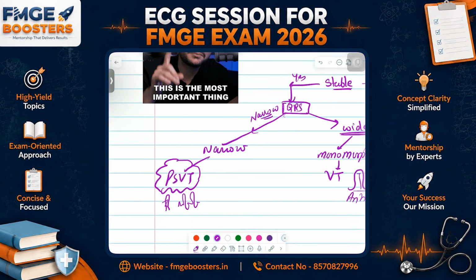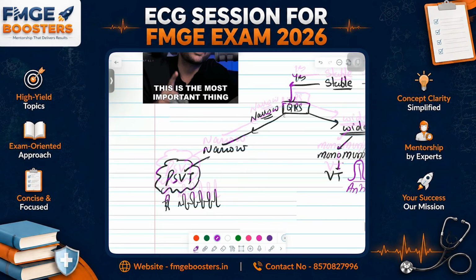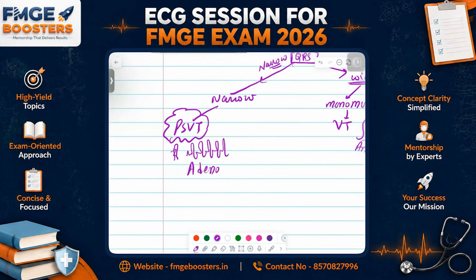It was running close together, right? And what was the drug of choice of PSVT? It was adenosine, okay? Where the minimum dose I told was 6 and maximum was 12, okay?